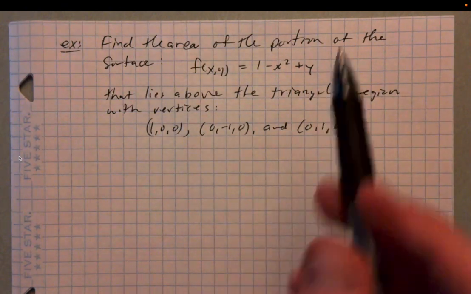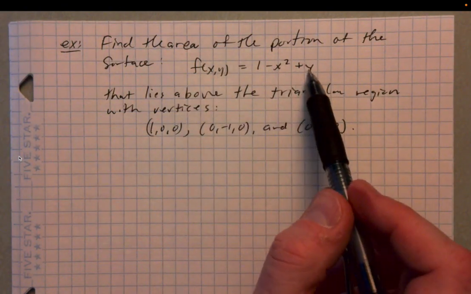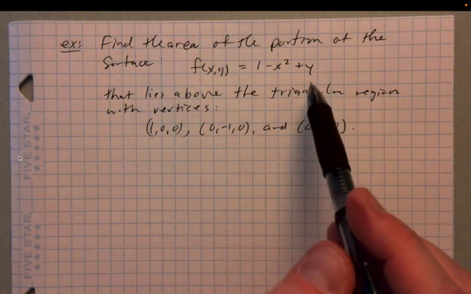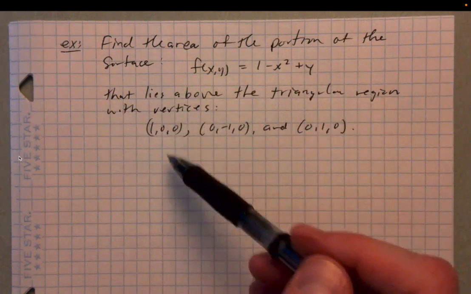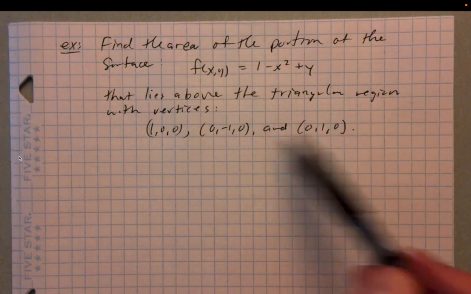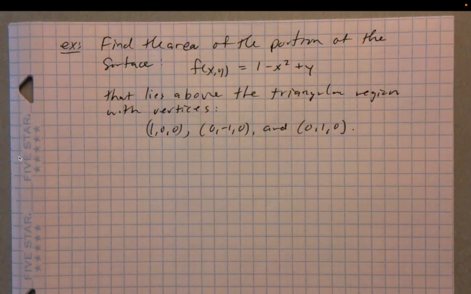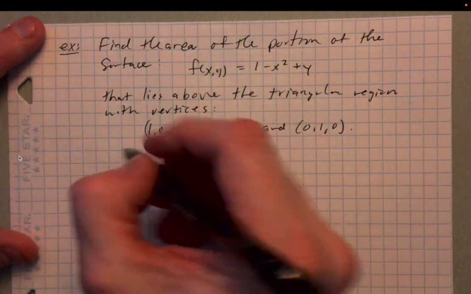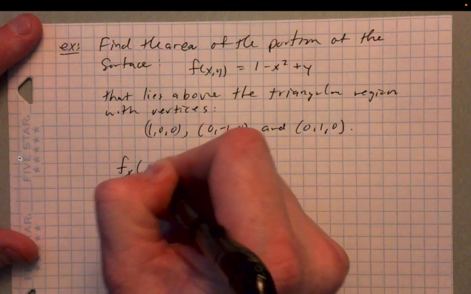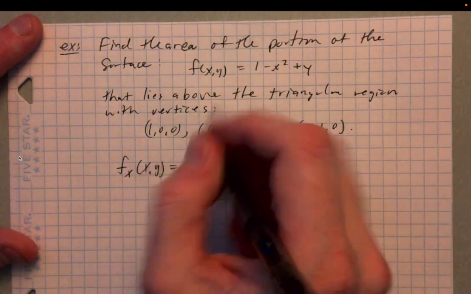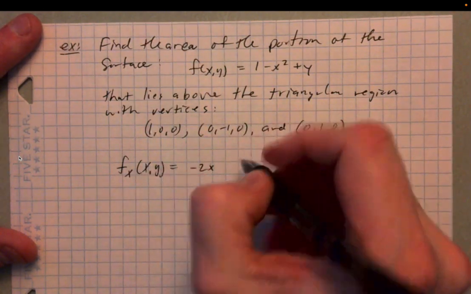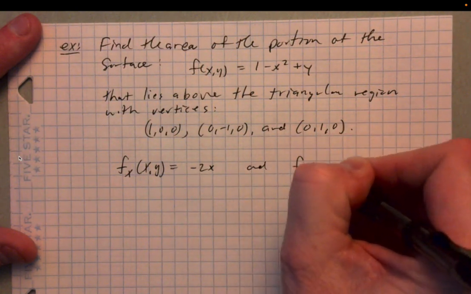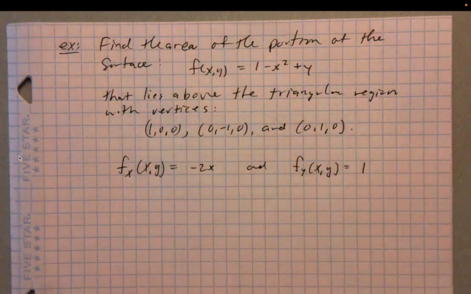Okay, so that's the problem, right? So we've got some surface. This is not a plane. You can see that. It's going to lie above some region that has these as its vertices, and we want to know the surface area of this surface here above that region. So first of all, let's find the partials. The partial with respect to x is -2x, and the partial with respect to y is 1. These are not too difficult of partials to deal with, obviously.